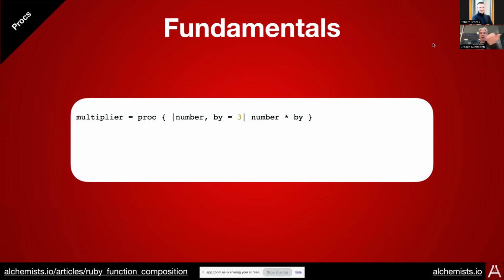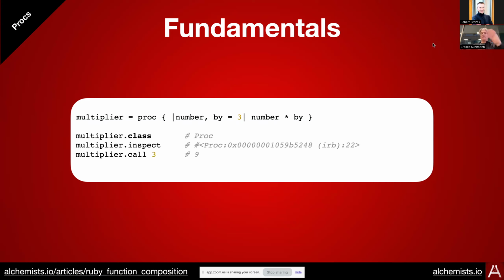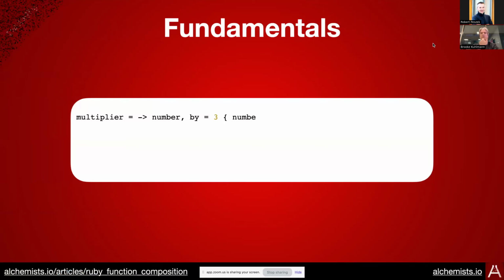So again, if we go back and look at procs, and we use proc syntax here, we can see that it's a proc. If we inspect it, we see that we have an instance of a proc. And then if we call 3 times 3, it's going to get 9. And if we change the parameter here, instead of the default of 3, we change it to 10, we're going to get 3 times 10, and that gives us 30. So just simple math, but this is important because as I walk through these, you can see the differences in syntax. So next up is lambdas.